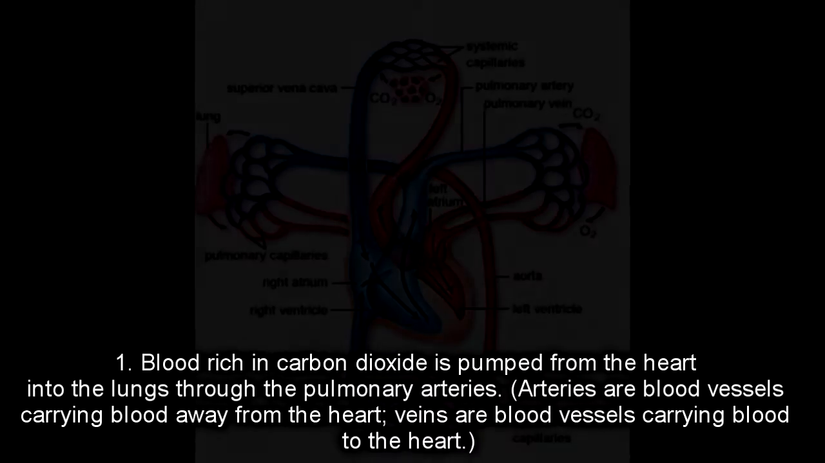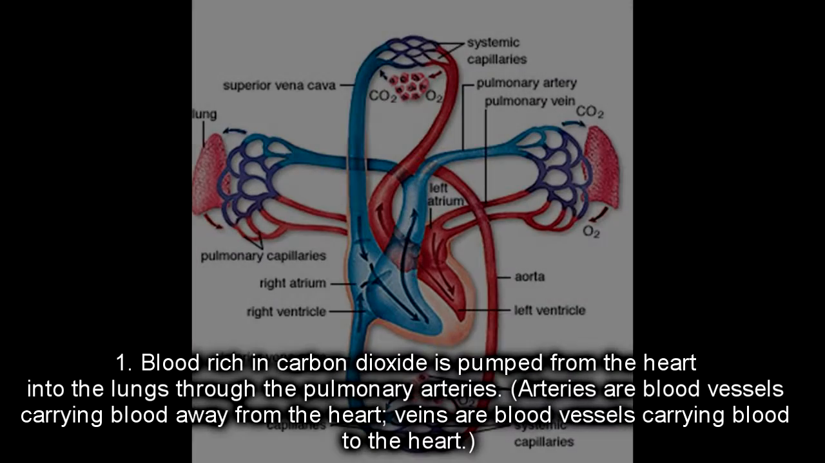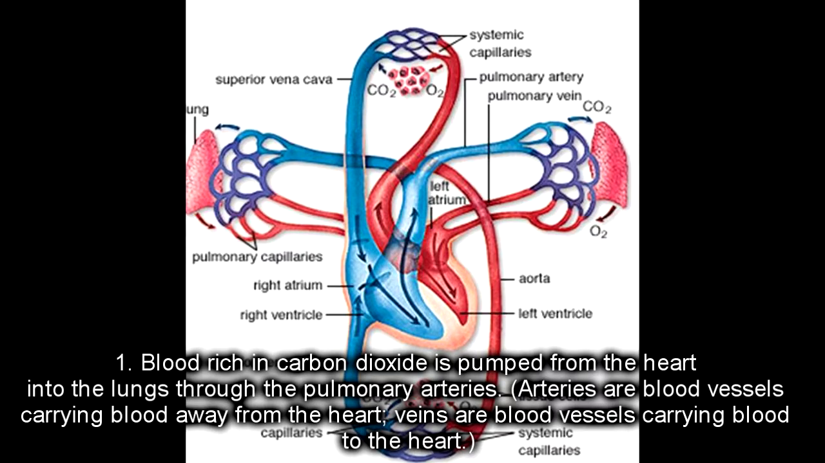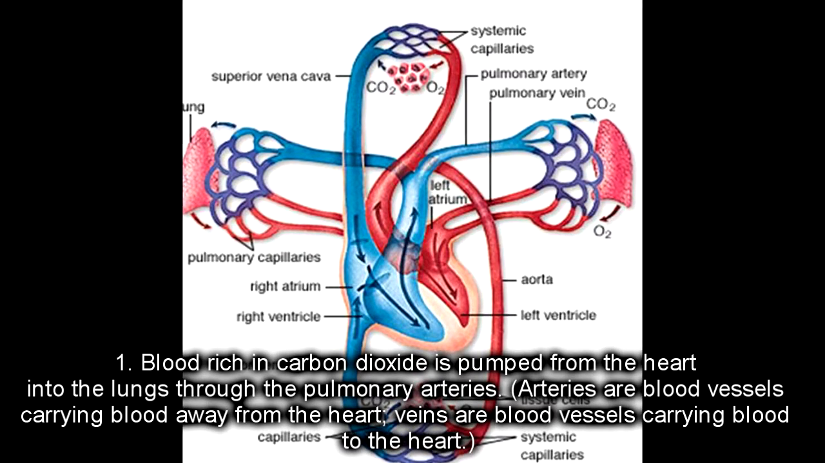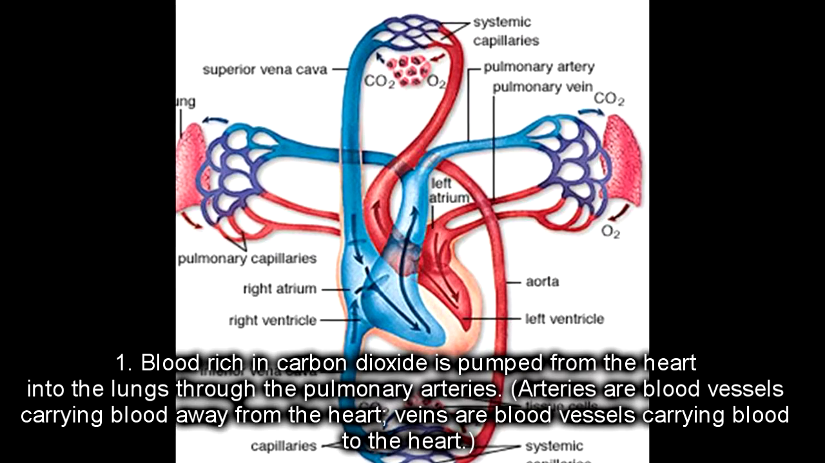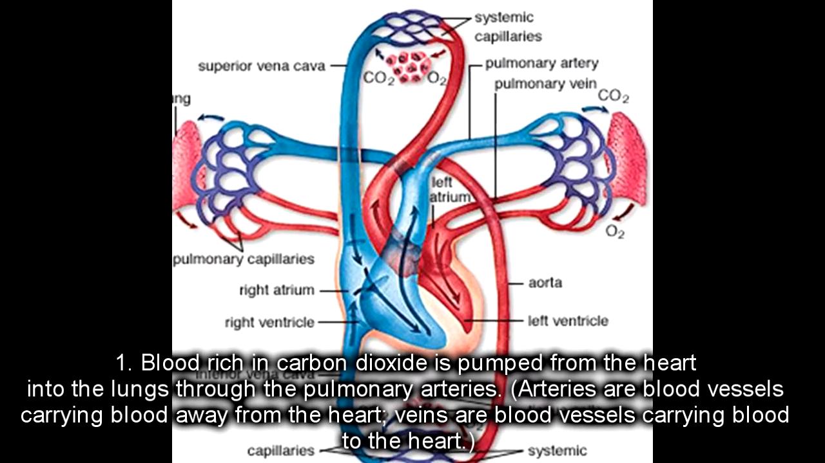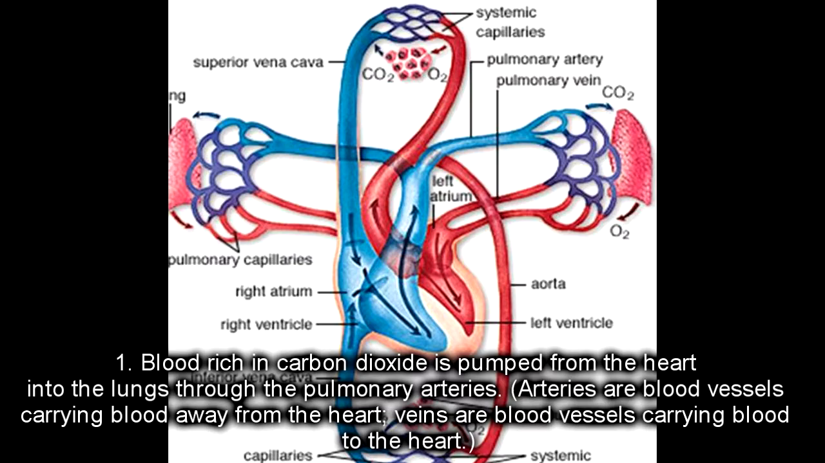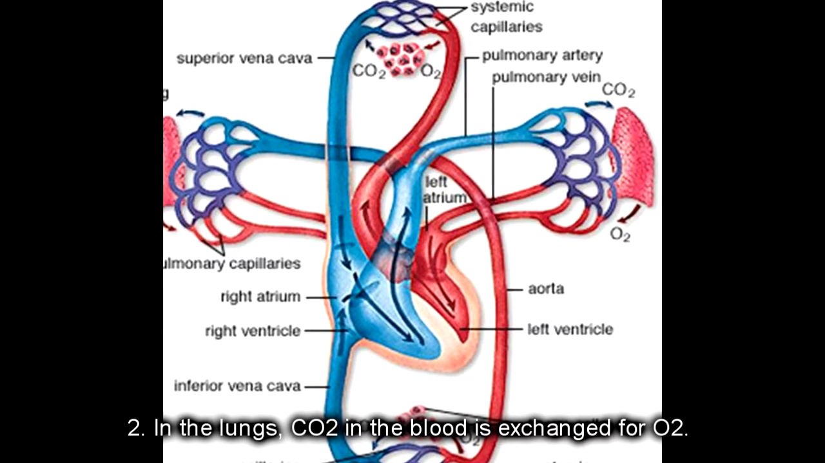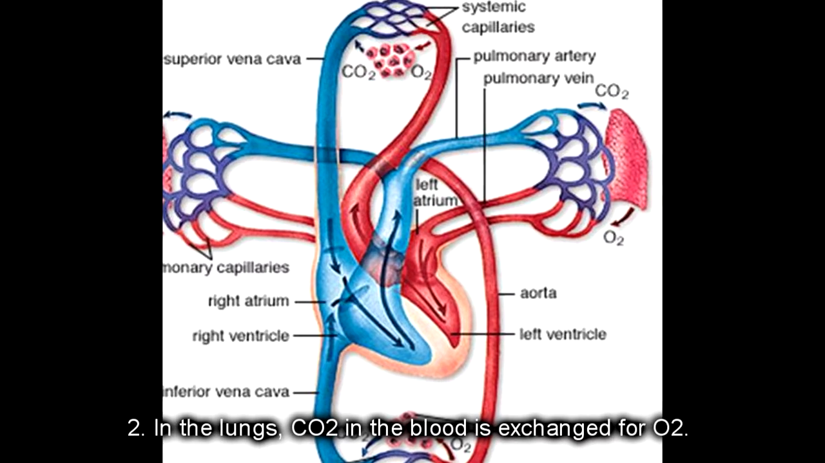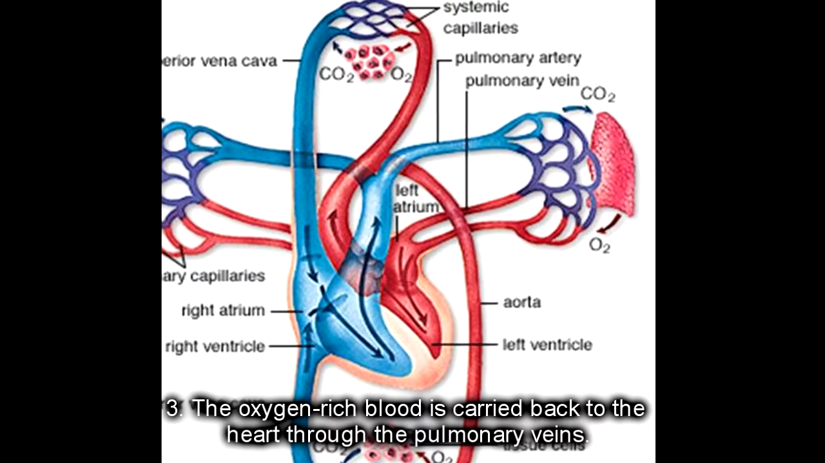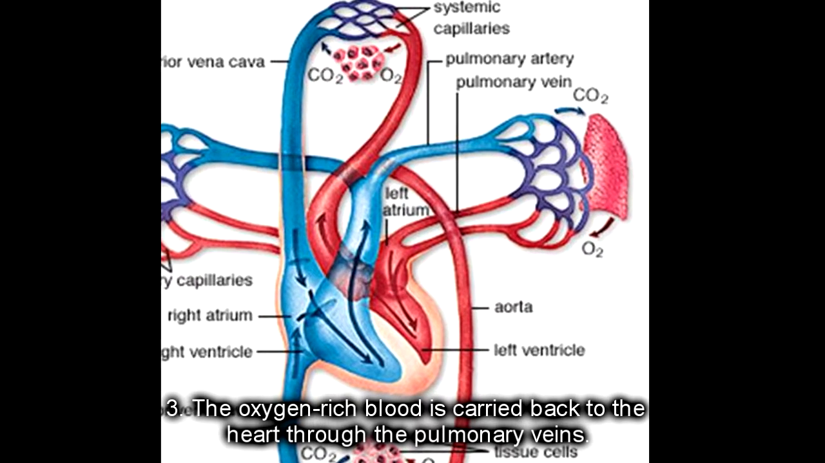And this is the process of respiration in blood. First, blood rich in carbon dioxide is pumped from the heart to the lungs through the pulmonary arteries. Arteries are blood vessels carrying blood away from the heart. Veins are blood vessels carrying blood to the heart. In the lungs, CO2 in blood is exchanged for oxygen. Then the oxygen-rich blood is carried back to the heart through the pulmonary veins.